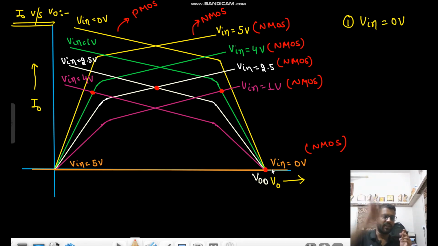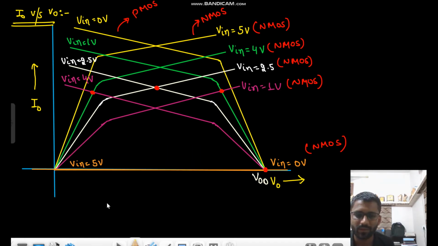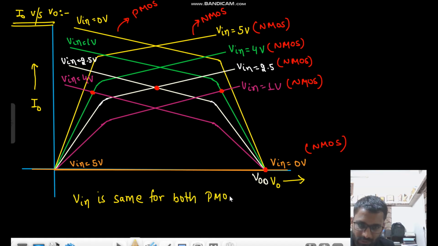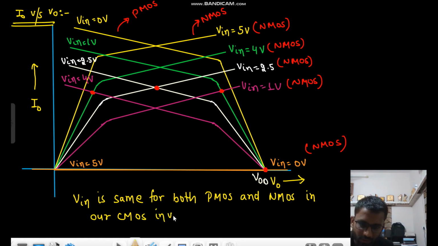Vin is same for both PMOS and NMOS in our CMOS inverter, right? Initially, Vin is at 0 volt. If Vin is at 0 volt, this is the case for NMOS and this is the case for PMOS. So at what point are both of the curves cutting? At this point. So at this point, what is the value of V naught? That is VDD.